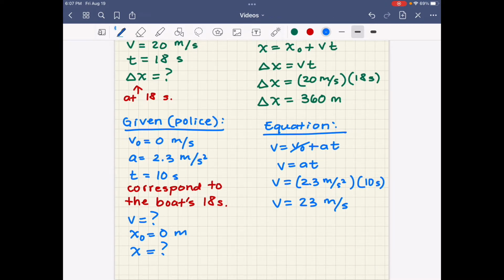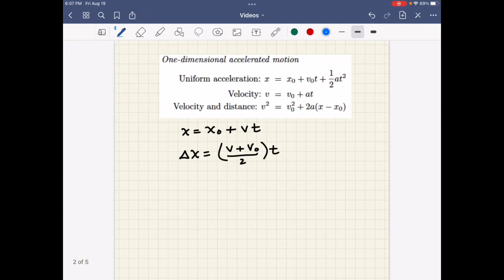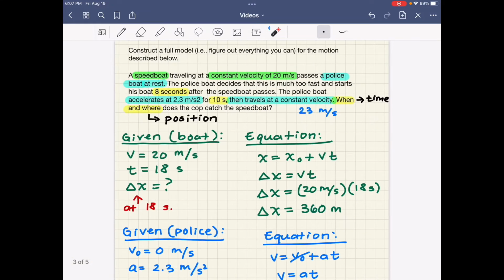Now we have x and x naught. If we go back to the kinematic equations, I guess we could use this one, but we have time, so, my bad. This one's good, we can use this one. It'll be a little bit easier. Let's use that one, because this one will give us x, that's what we're looking for. Initial velocity is 0, so this will simplify rather nicely.